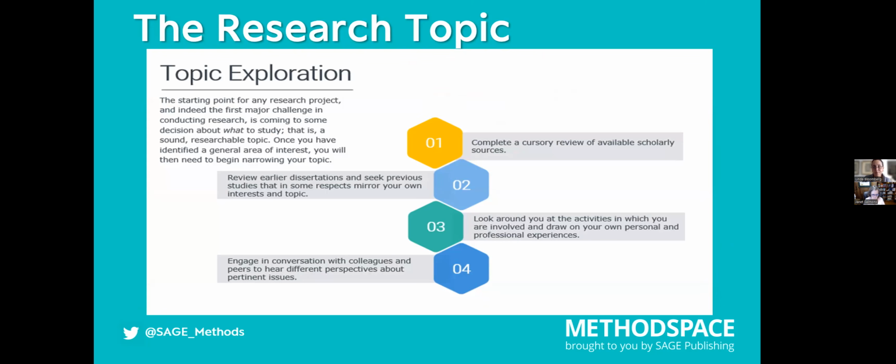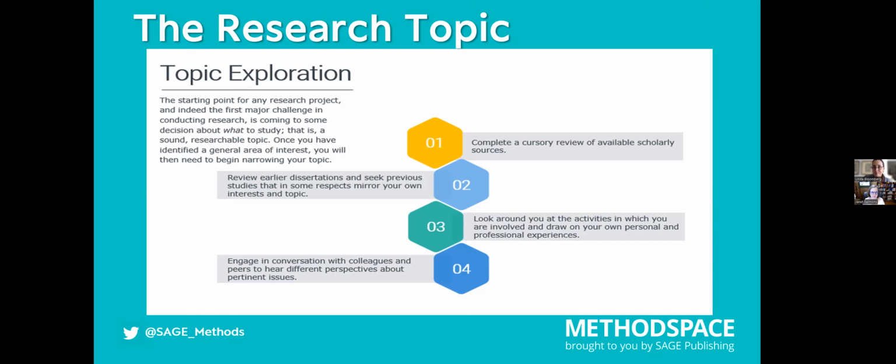The first is, once we've brainstormed and we've identified a problem or issue, maybe in our workplace, maybe out in the community, or something that colleagues and you have talked about, the first thing we need to do is complete a cursory review of the available resources. That means looking at the most current research on the topic, finding out what's already known, and then finding out what still needs to be known.